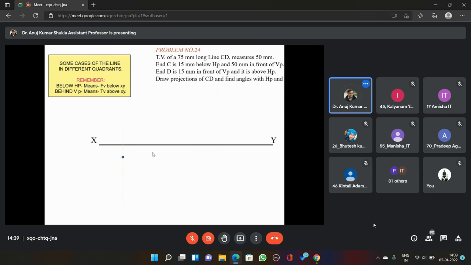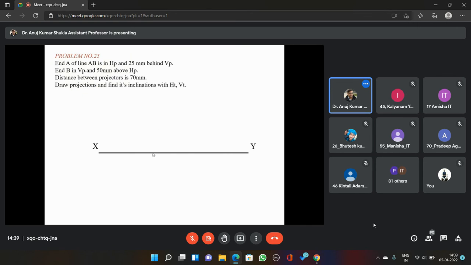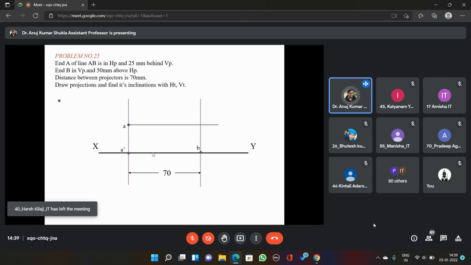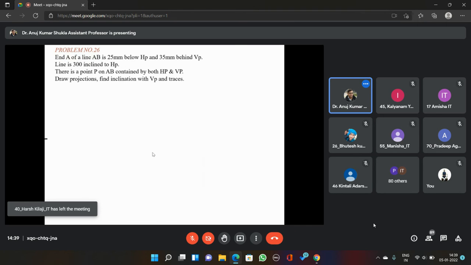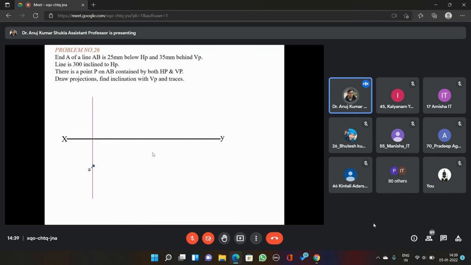Same case of the line in different quadrants. Now the quadrants have been changed. So to make another level of complexity, one may change the quadrant. So please work out these problems, because the problems which will come in the examination and for practice will be of a similar kind.